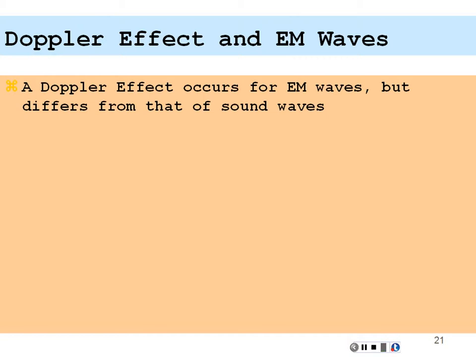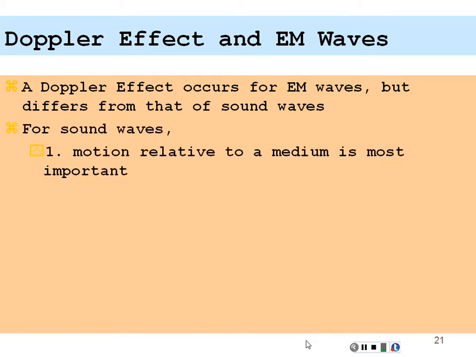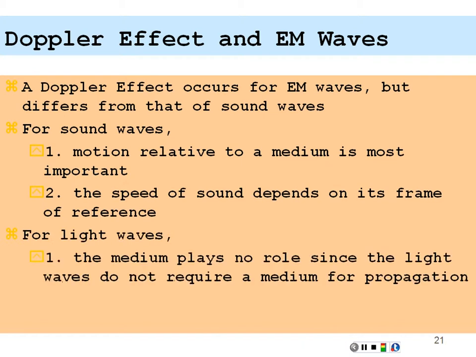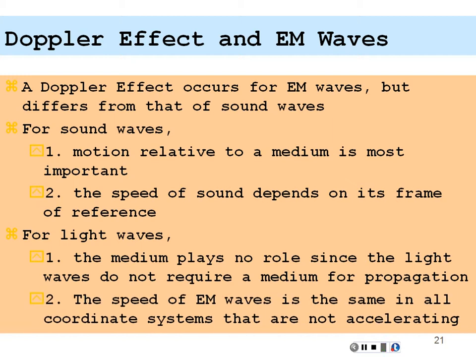Doppler effect. A Doppler effect occurs for electromagnetic waves as well as what we might have known for sound. It differs from sound waves because for sound waves, you need a medium. And so motion relative to the medium is most important for sound waves, and the speed of sound depends on its frame of reference. But for light waves, the medium plays no role since light waves do not require a medium for their propagation. And the speed of electromagnetic waves is the same in all coordinate systems that are not accelerating. So it's really the relative velocity of the source and the observer that's important.